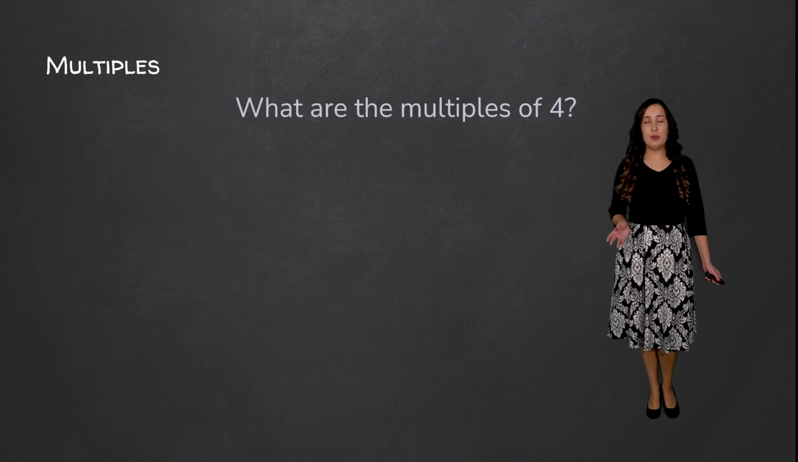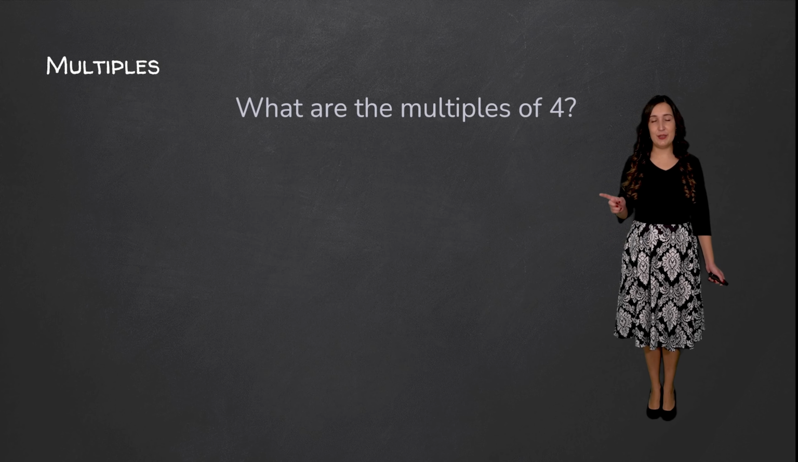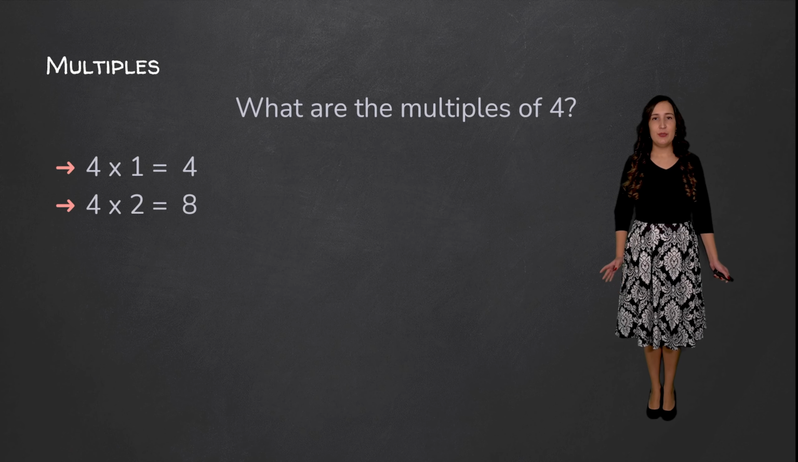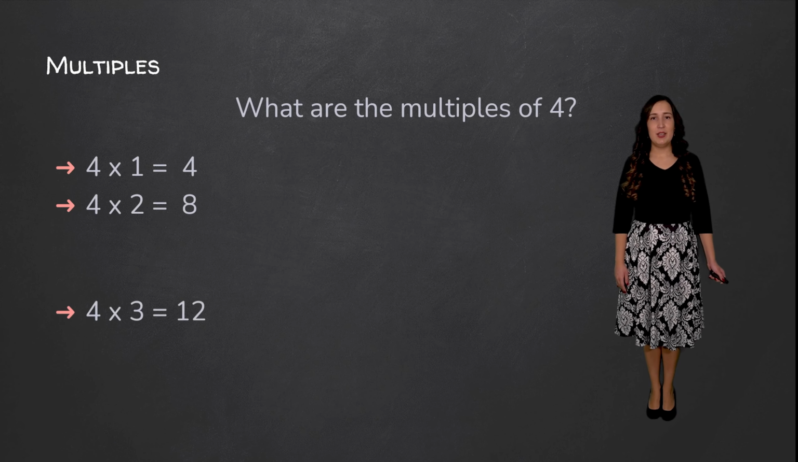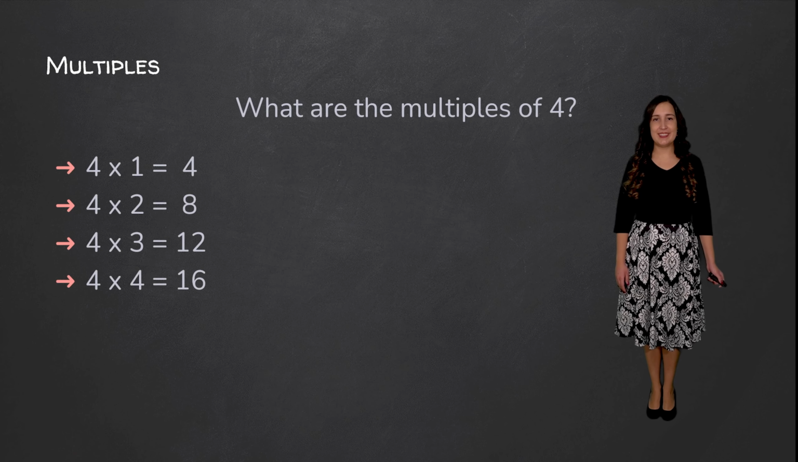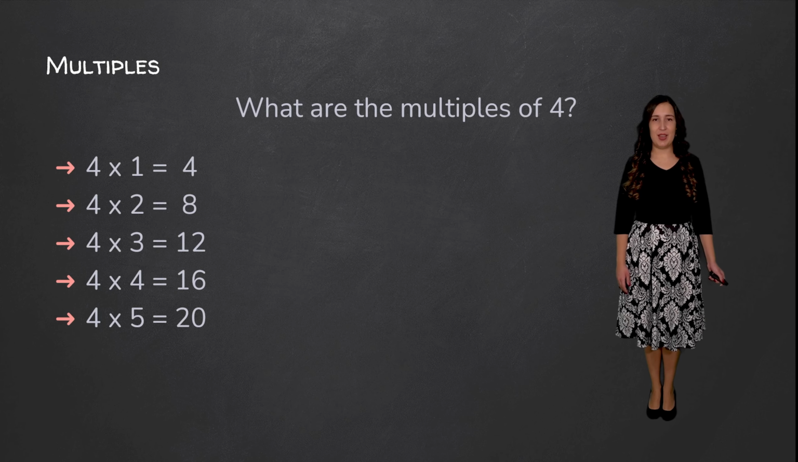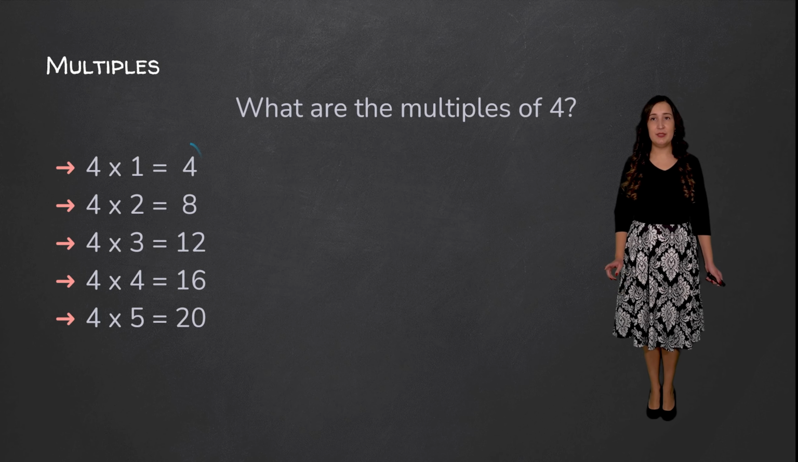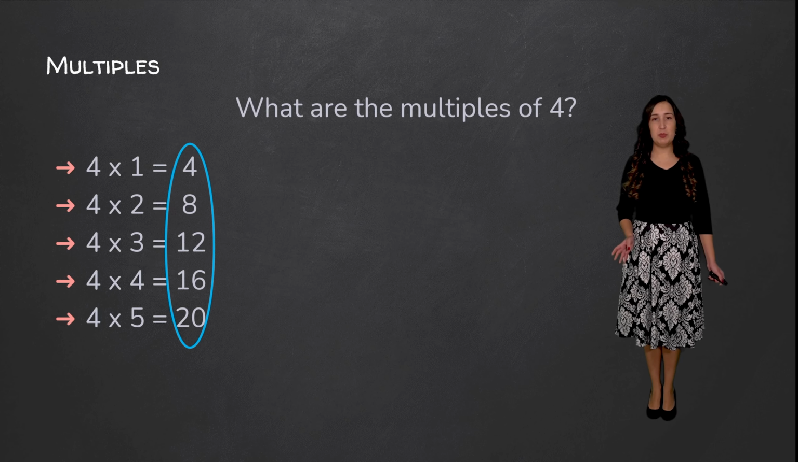So, what are the multiples of 4? In order to find multiples of 4, we have to take 4 and multiply it by other numbers. So, 4 times 1 is 4, 4 times 2 is 8, 4 times 3 is 12, 4 times 4 is 16, and 4 times 5 is 20. So here, we have multiples of 4.